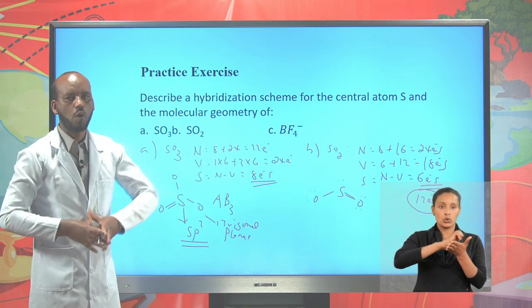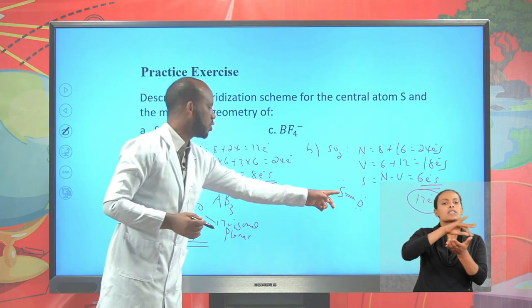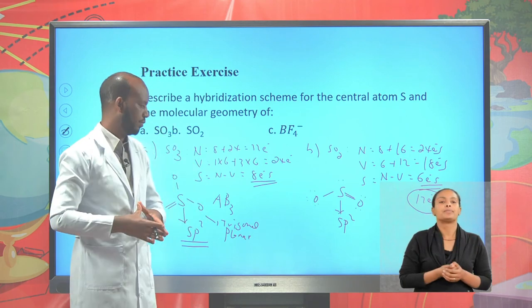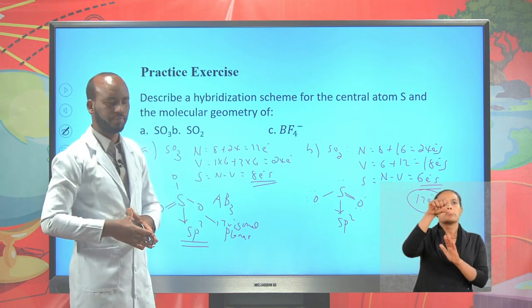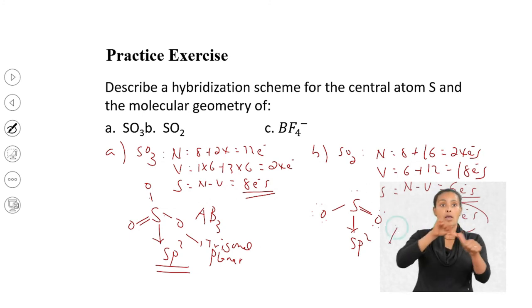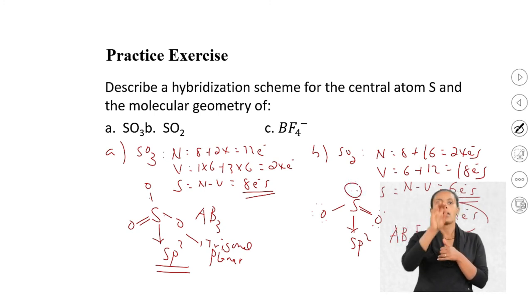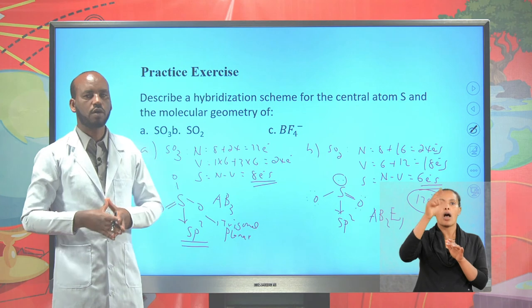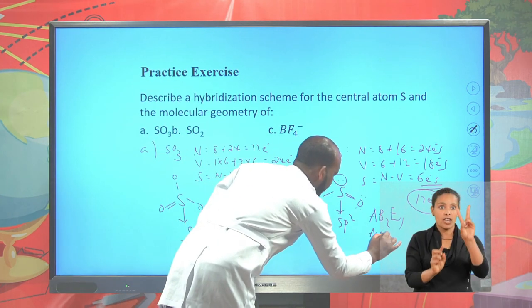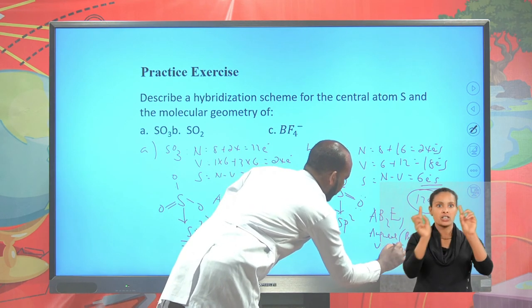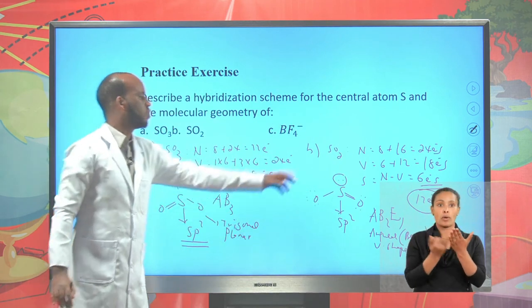2 electrons. Now count the number of charge clouds around the central atom, sulfur: 1, 2, 3. Again, this sulfur undergoes sp2 hybridization. What is the geometry of sulfur dioxide? This is a type of central atom, A, periphery atoms 1, 2, B2. Lone pair of electrons is 1, E1 type. AB2E1 is angular, bent or V-shape. You can say bent or V-shape. V-shape is the geometry of sulfur dioxide.